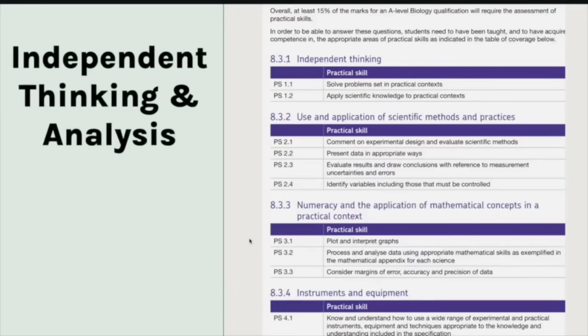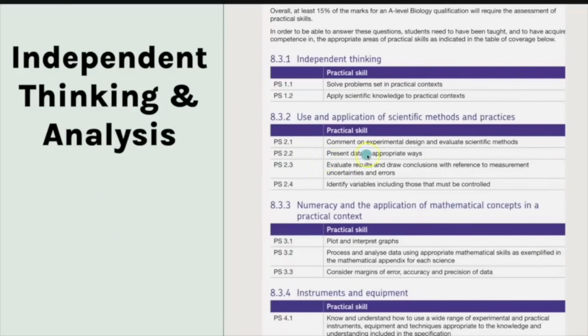And the final table they give you is independent thinking and analysis. And this is information for teachers and students. And it tells you, first of all, that at least 15% of the marks on your A-level will be assessing your practical skills. So it's quite a big chunk. And it then gives you an idea of what types of questions you can expect. So it could be problem solving, and this is linking to a practical context. It could be commenting on experimental design. So you could be asked to suggest improvements to the method. You could be asked to suggest control variables or a control experiment.